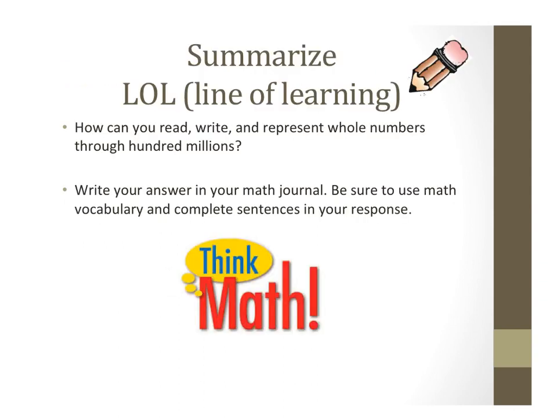Now it's time to summarize with our LOL, or line of learning. Go ahead and draw a line with either a marker or a pen under your notes for today. Then you need to answer how you can read, write, and represent whole numbers through the 100 millions. Write your answer in your math journal and be sure to use math vocabulary and complete sentences in your response. You can also put any extra examples or diagrams that you find helpful in answering this question. Good luck!